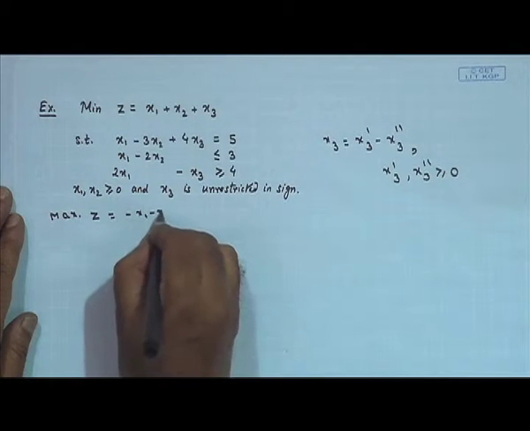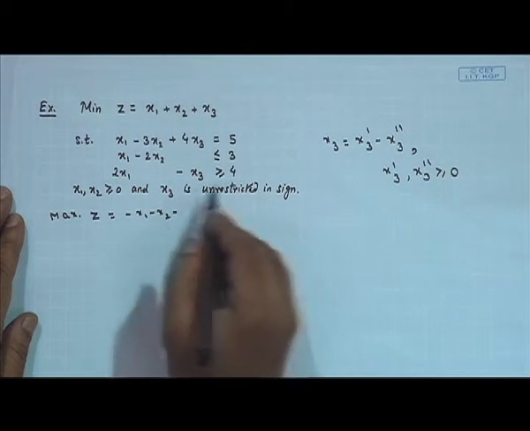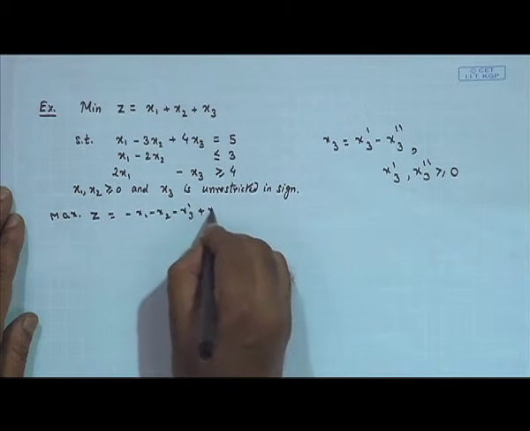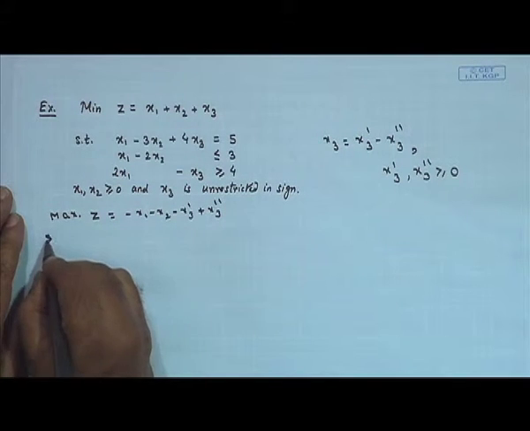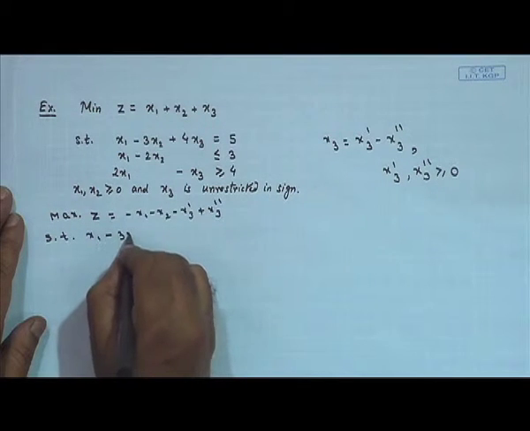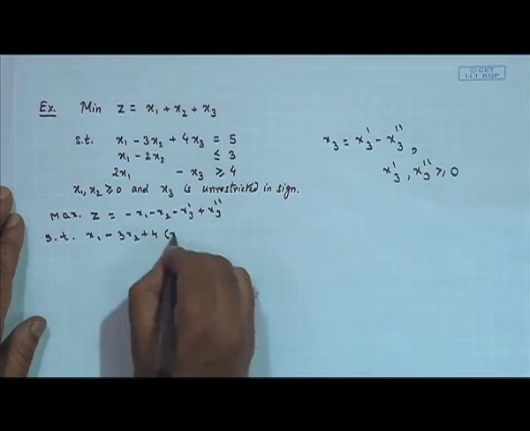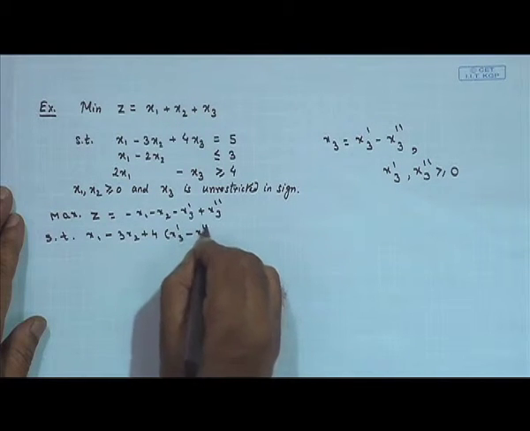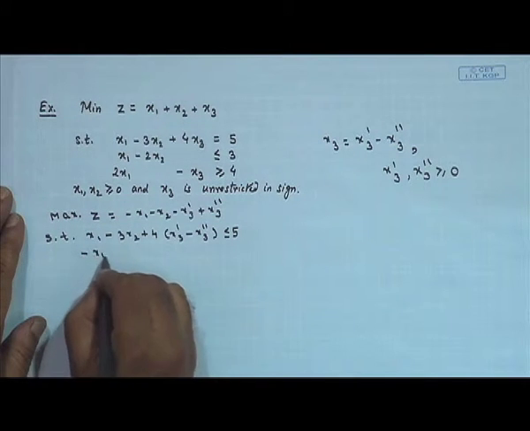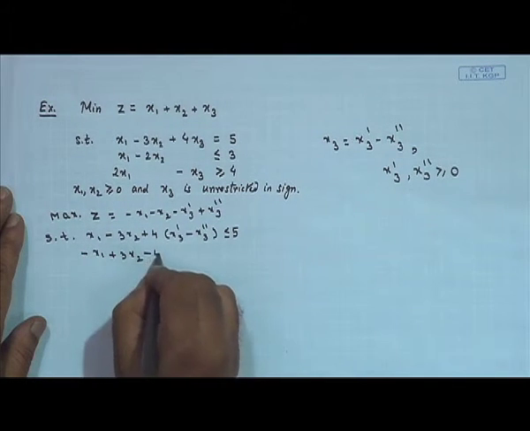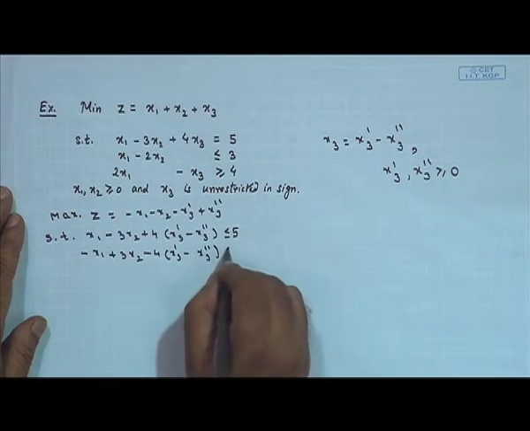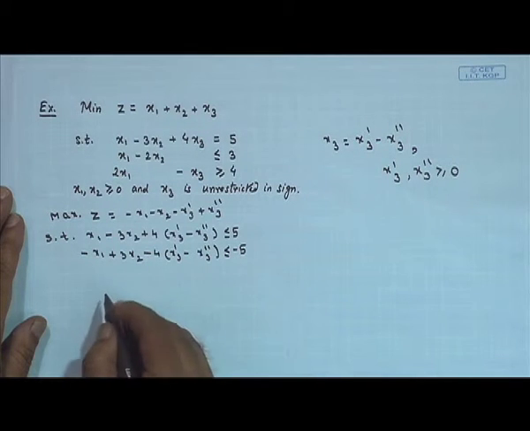x1 minus x2 minus x3' minus x3'', so it will be minus x3' plus x3'', subject to x1 minus 3x2 plus 4 into x3' minus x3'' less than or equal to 5, then minus x1 plus 3x2 minus 4 into x3' minus x3'', which is less than or equal to minus 5.